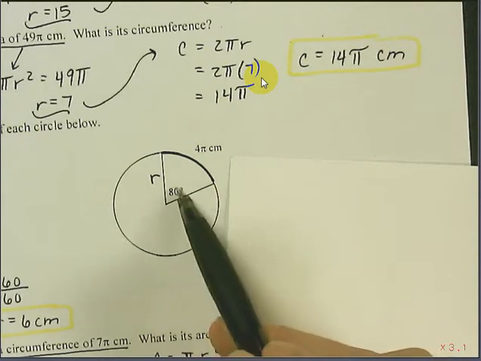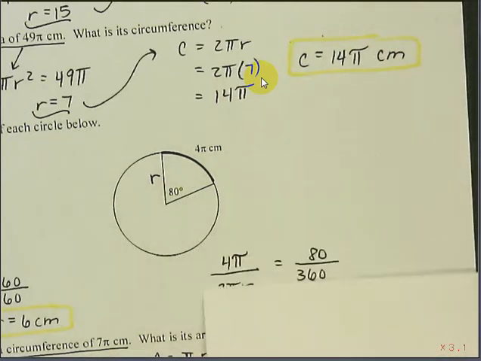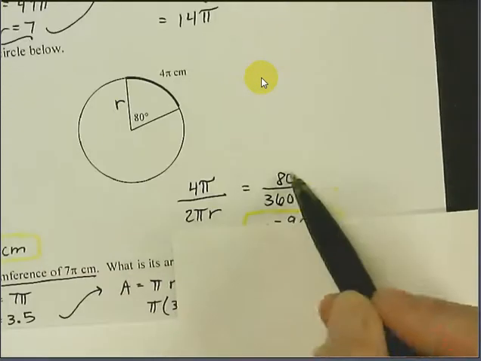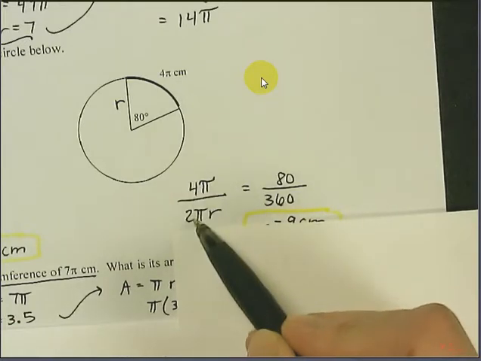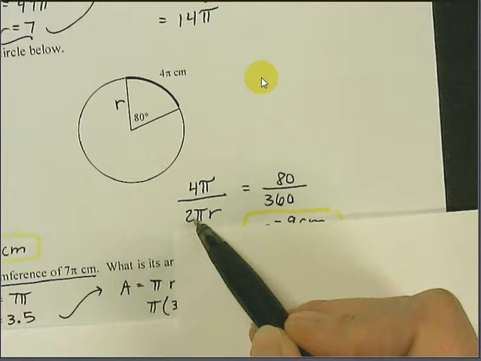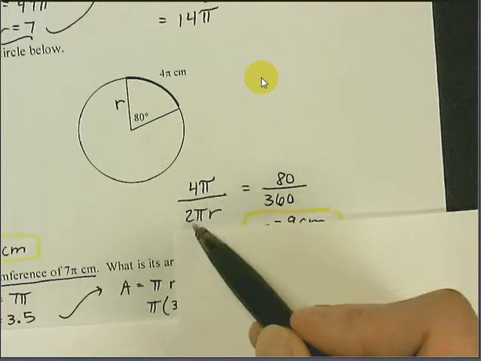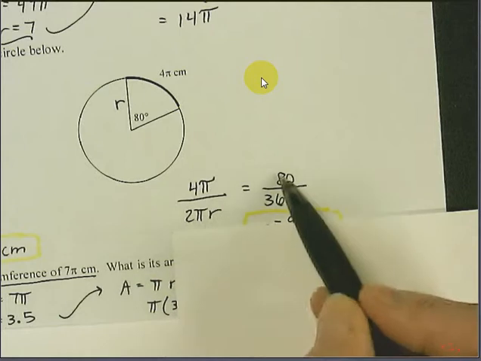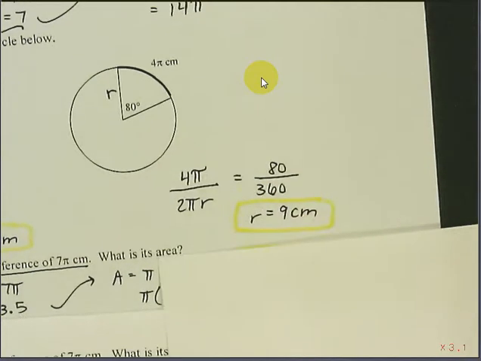So we take our central angle, 80, divided by 360. Okay, so 80 over 360 has to be proportional to the arc length over the total circumference, 2 pi r. Again, don't let these pi's look confusing, but we should have a pi and a pi cancel. So we just get 4 over 2r equals 80 over 360, cross multiply and solve. R should be equal to 9 pi.